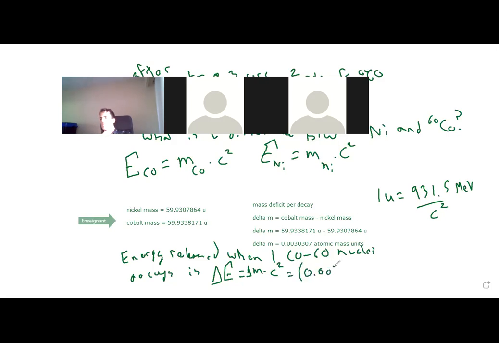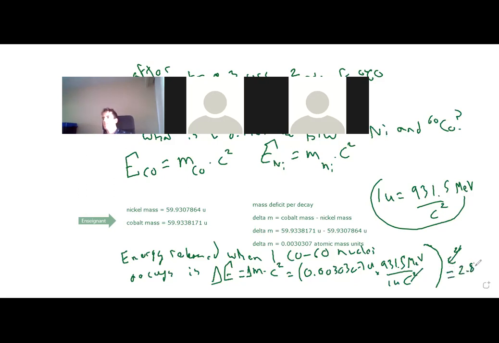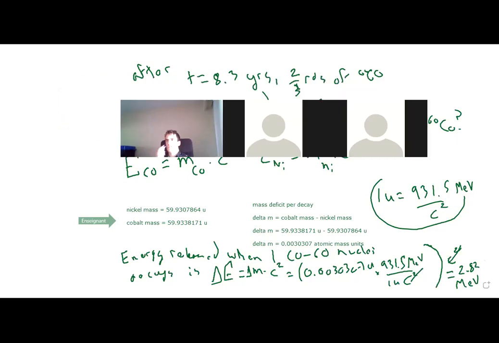So delta M was 0.0030307 u. You can use this conversion here, where 1 u is equal to 931.5 MeV divided by c squared. And now you have c squared here. But the nice thing about this conversion factor, the 931.5, is that it has c squared on the bottom, so it does cancel out. And that gives you an energy of about 2.82 MeV per decay. So 2.82 mega electron volts are emitted per decay of cobalt 60.